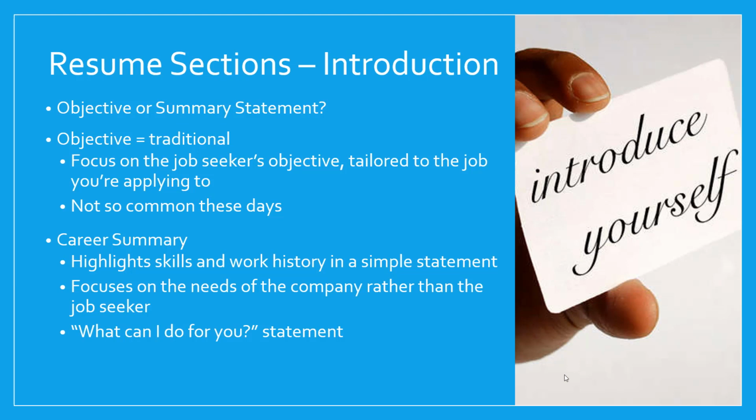Now, the career summary highlights skills and work history in a simple statement. It advertises yourself, but it also shows how you can help the company. It focuses on the needs of the company rather than the job seeker's objective. So if you want to make sense of it, it's like, what can I do for you is the career summary, and what do I want is the objective statement. And like I said, there is a place for each of them, and we'll get to that.